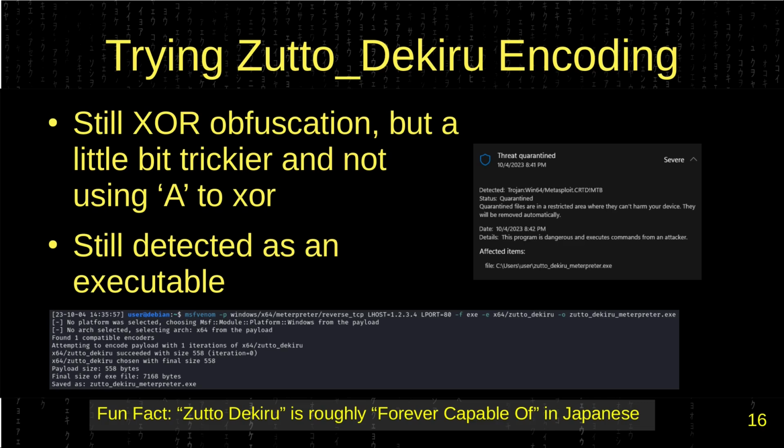So let's try the zutto_dekiru payload, which is a much better approach. It's still an XOR obfuscation, but at least it uses a randomly generated string each time to XOR with. Also, it uses some tricky floating point unit assembly code to help obfuscate a little bit better. However, generating this executable with msfvenom and transferring it over still triggers the alert and quarantines the file.